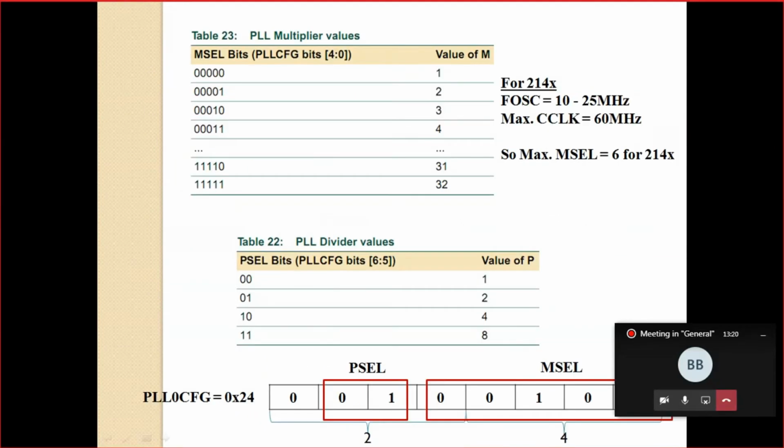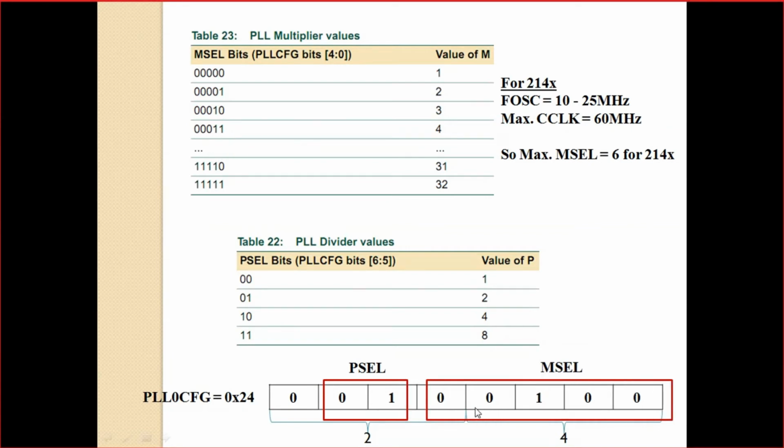How will you do that? This is a table showing that. In my case, this is for PLL multiplier value. I need to configure value 5. So what will be the binary value that has to be loaded? 00100. So M cell value will be 00100 in order to configure M value as 5.